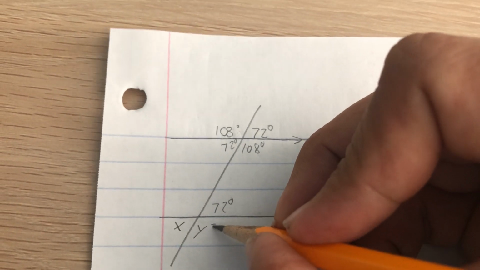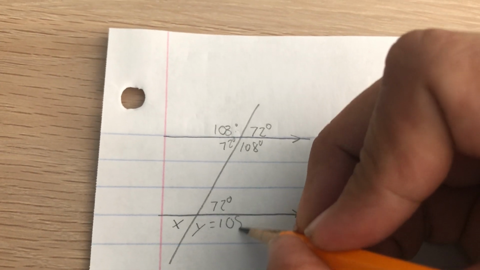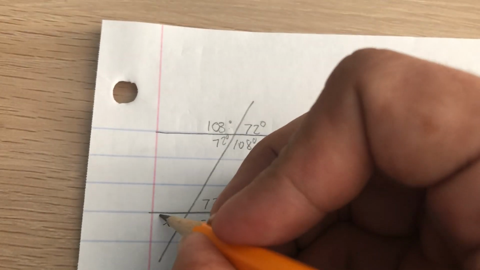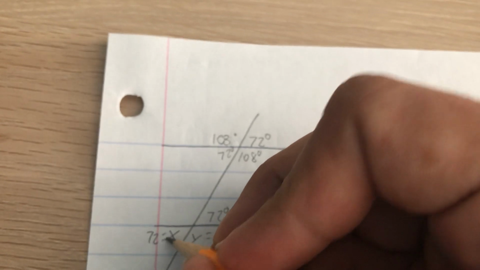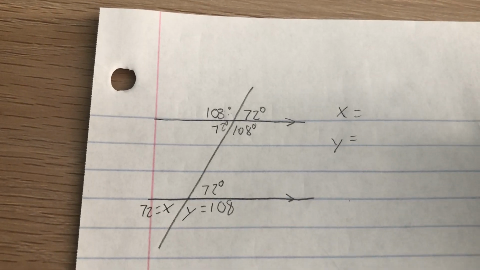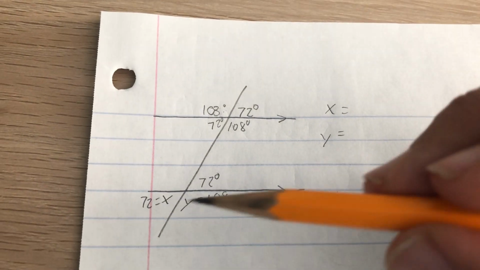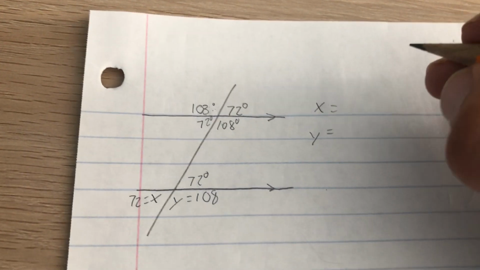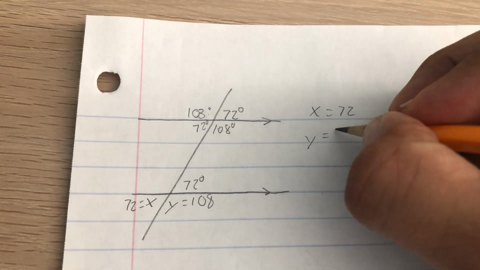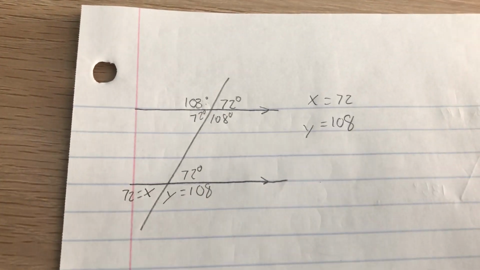Then this one has to be 108. And then this one over here has to be 72. So now I know what X and Y equal, because they share the same spot, which means they're equal to each other. So X equals 72 and Y equals 108.